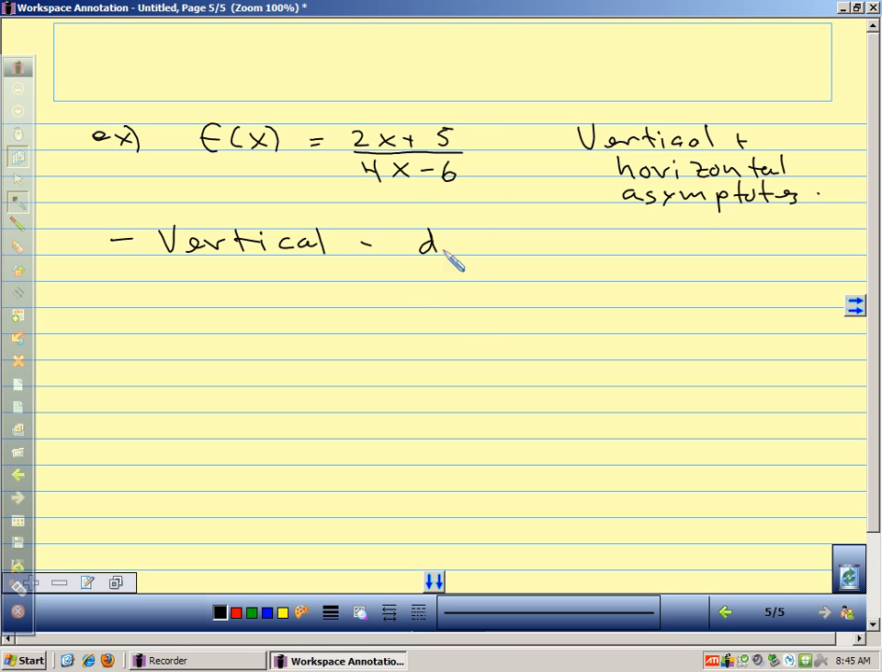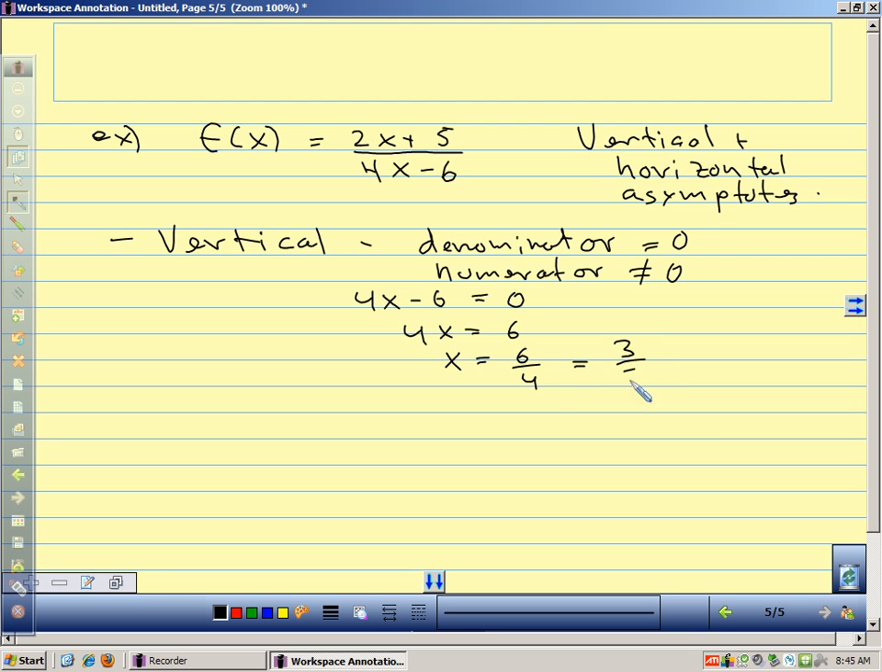Denominator 0, and the numerator not equal to 0. So the denominator equals 0 when 4x minus 6 equals 0. So I get 4x equals 6, divide by 4, x equals 6 over 4, or 3 halves. If I plug x equals 3 halves into the numerator, I'm not going to get 0. So x equals 3 halves is a vertical asymptote.